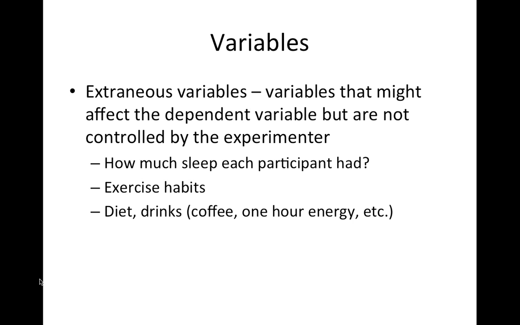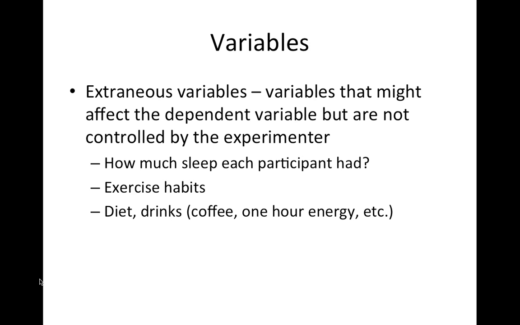Now, there are features of the experiment that we don't control, and we call those extraneous variables. Extraneous variables are variables that might affect the dependent variable but are not controlled by the experimenter, like how much sleep each participant had the night before. What are their exercise habits? What is their diet? Did they have any drinks that day, like a 1-hour energy shot? Did they play video games before coming, did they have class before this? We don't control all of those variables.